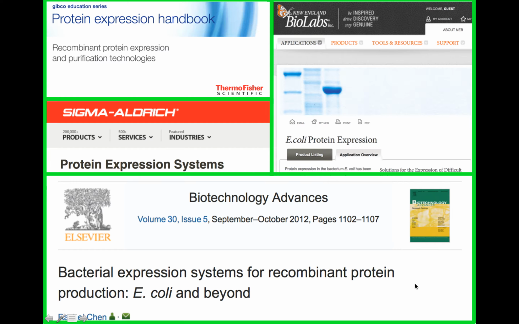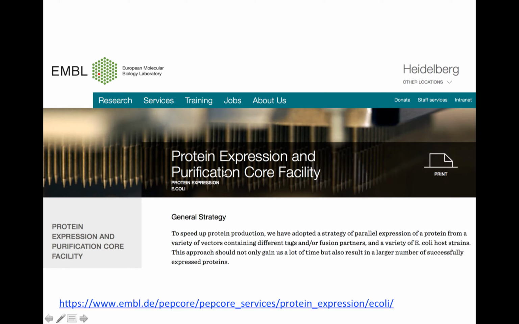And here's an article that talks about bacterial expression systems, E. coli, and beyond. At the European Molecular Biology Laboratory, a big institute similar to NIH that exists in Heidelberg, there's a core facility that will clone the gene for the protein that you're interested in and purify it for you. They focus on E. coli expression systems, but like we just saw, there are many other host organisms that you can express proteins in.